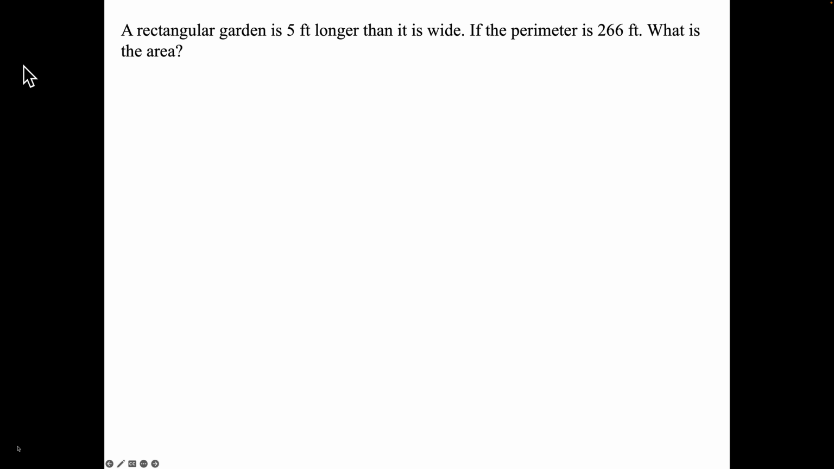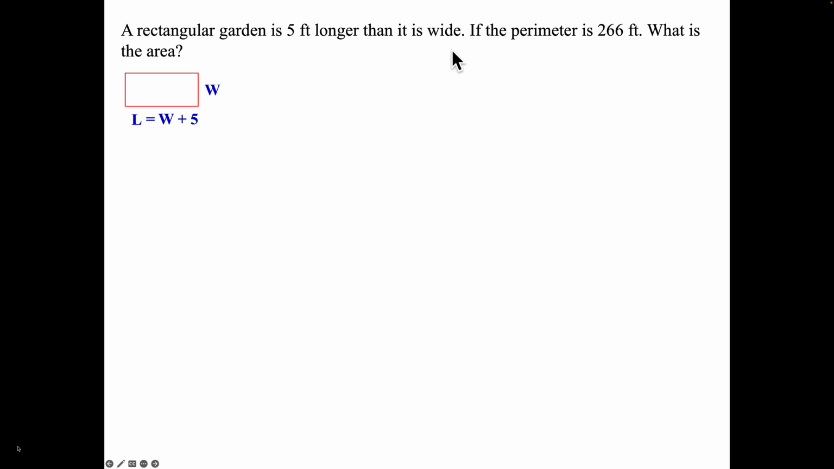All right, let's look at our next example here. A rectangular garden is 5 feet longer than it is wide. If the perimeter is 266 feet, what is the area? So again, we'll draw a rectangle. We'll label it length and width. And again, the rectangular garden is 5 feet longer than it is wide. So that means the L is W plus 5.